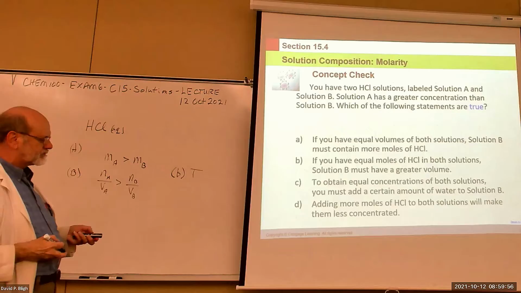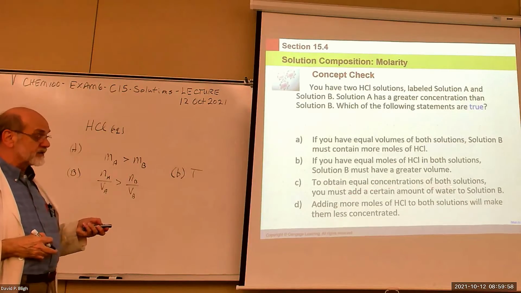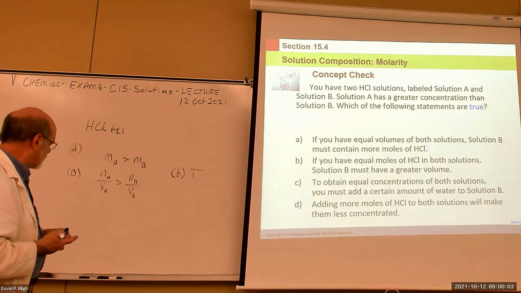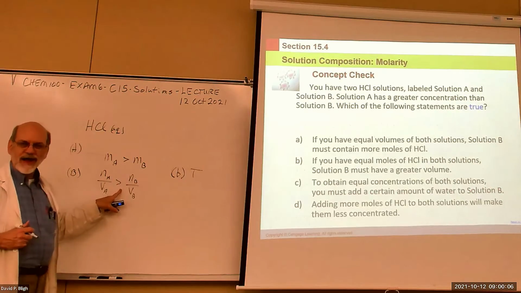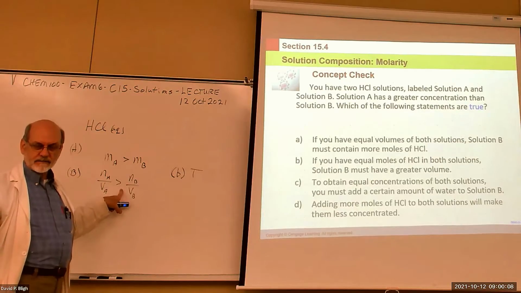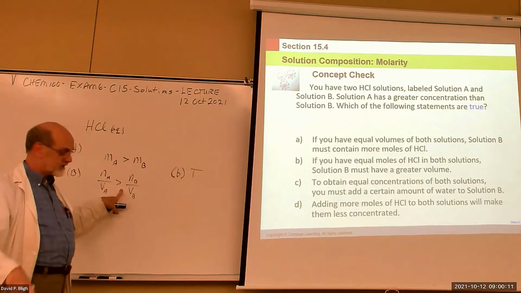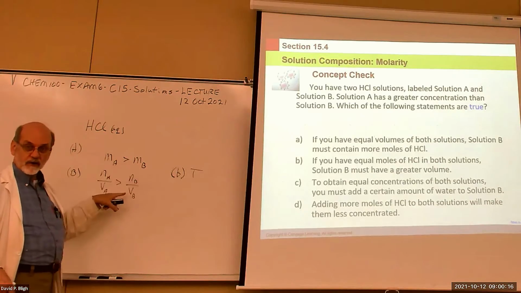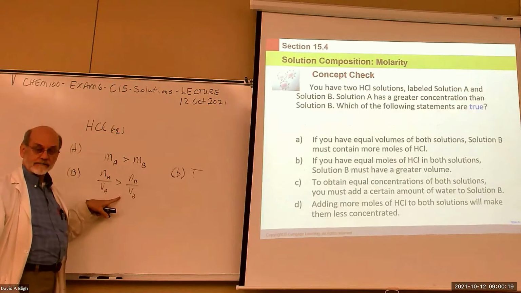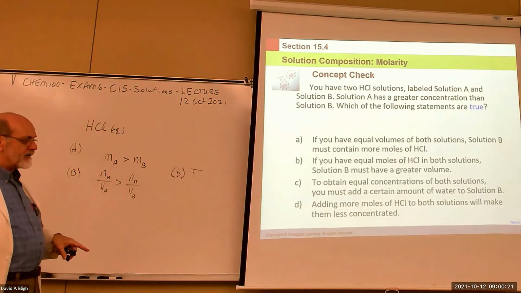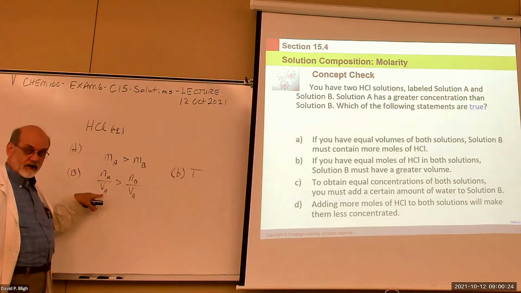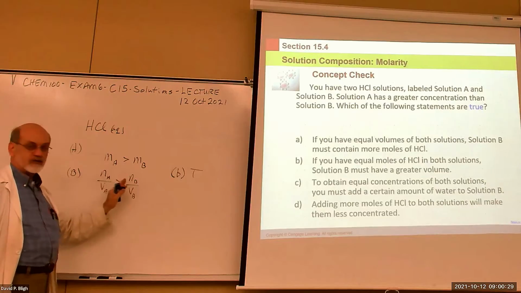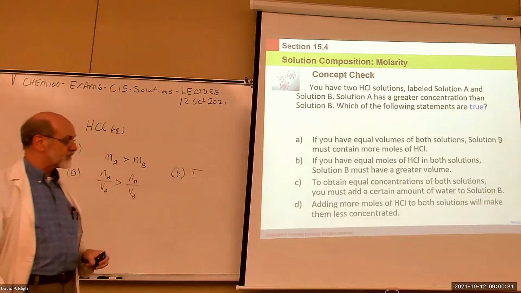How about C? To obtain equal concentrations of both solutions, you must add a certain amount of water to solution B. What happens if you add more solvent? The concentration goes down, correct? Because you're making this one bigger, so the whole term gets smaller. So C is false. If you want equal concentrations, you need to add volume to A. That makes this bigger and the term gets smaller, approaching that of B. So C is false.